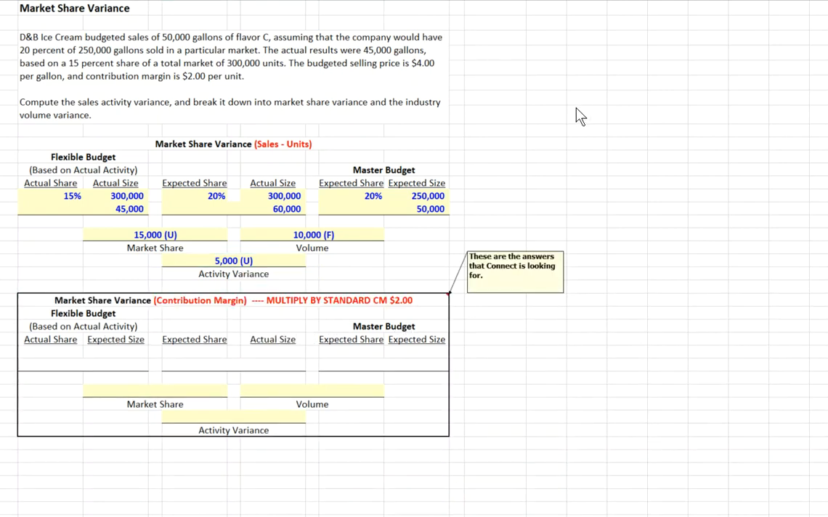Finally, to get the answers that Connect is looking for, because they're always looking for our contribution margin market share, volume, and activity variances, we again simply take the unit amounts we've calculated and multiply them by our, in this case, $2 per gallon contribution margin. So our market share variance is 15,000 gallons times $2 per gallon, or 30,000, and it was unfavorable. Our industry volume variance was the 10,000 units multiplied by $2 per unit, 20,000, and it is favorable. And of course, the two combined to give us our overall activity variance of $10,000.